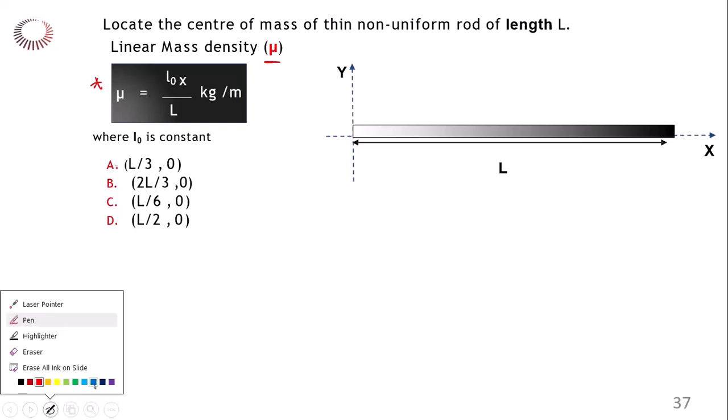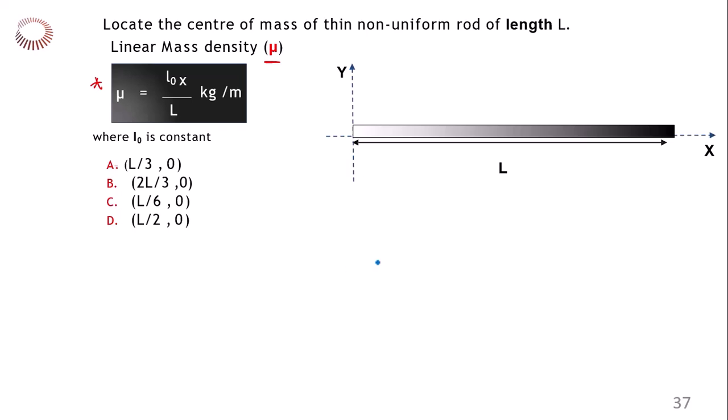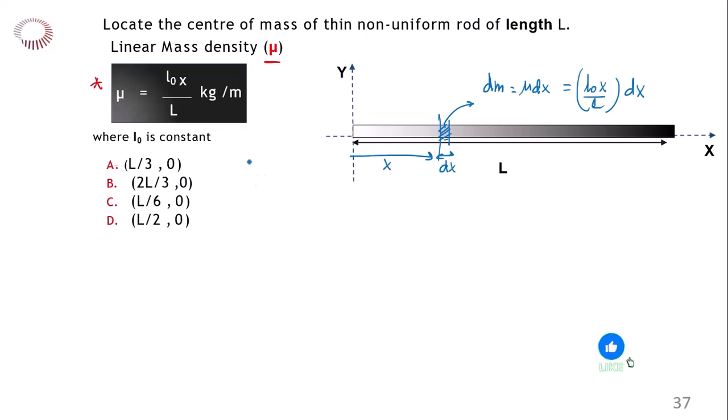So for this again I have to apply the integration. With the same logic, if I move by a distance of x and take an element of length dx, what is the mass? dm should be written as mu into dx. That means it equals L naught x by L into dx.